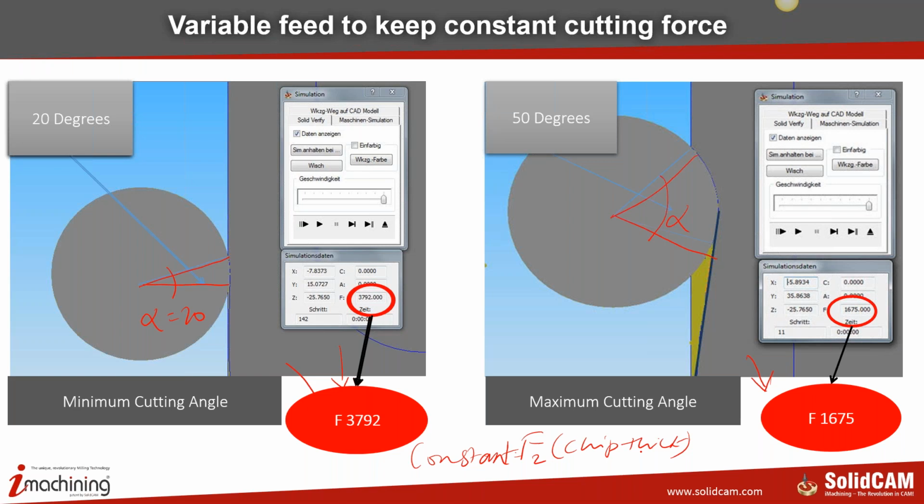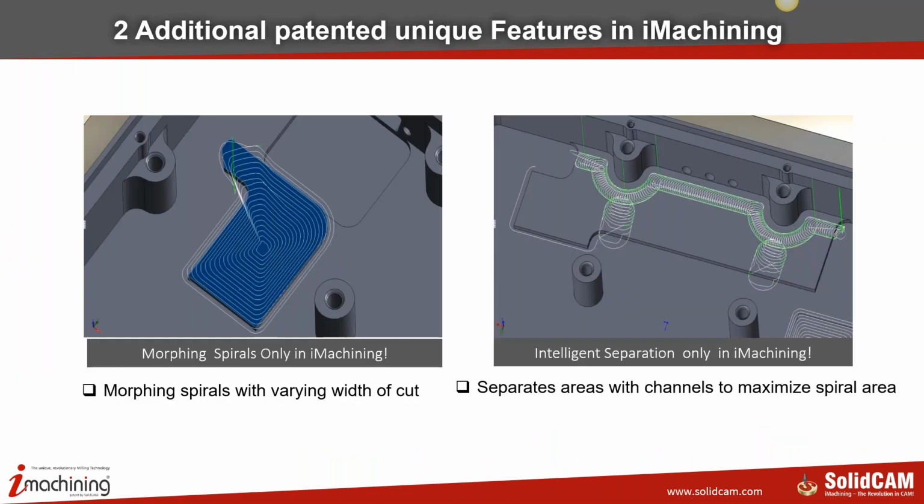Now, this is from the physics point of view. Going into the toolpath point of view, we have several features inside iMachining. First of all, we generate what we call a morphing spiral. We take, for example, in this case, the point, and we take the outer profile, and we collapse a spiral starting from a point to the outer profile.